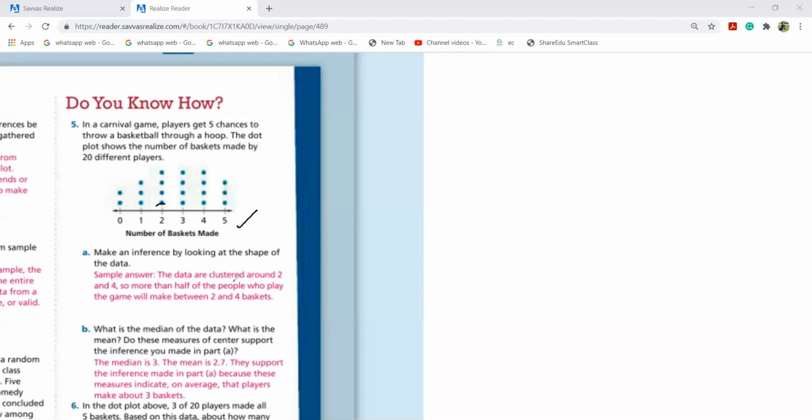approximately, the data are clustered around 2 and 4. See here? Between 2 and 4, it is maximum. So I can cluster between 2 and 4. Just write down: the data are clustered around 2 and 4. So people who play the game will make between 2 and 4 baskets. Usually they are making between 2 and 4 baskets.